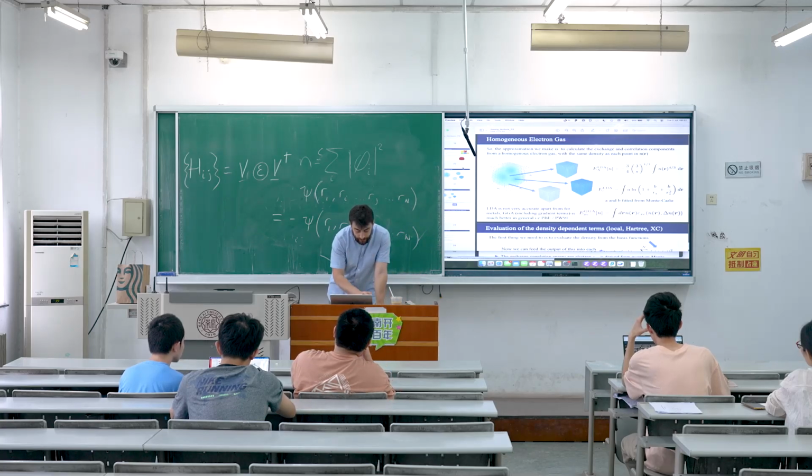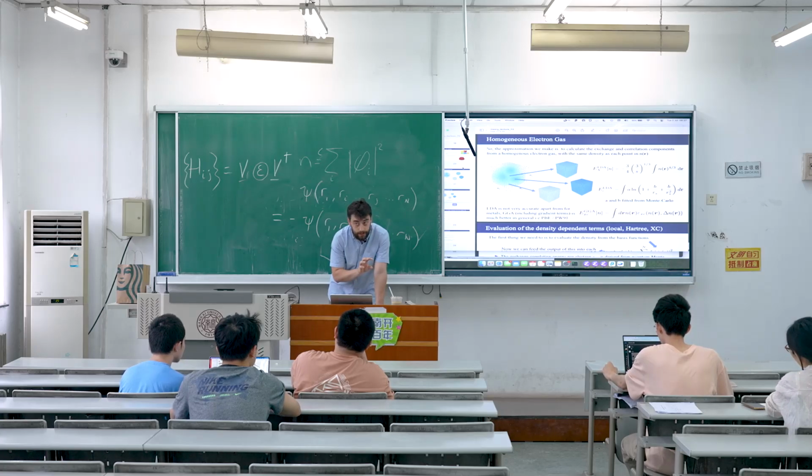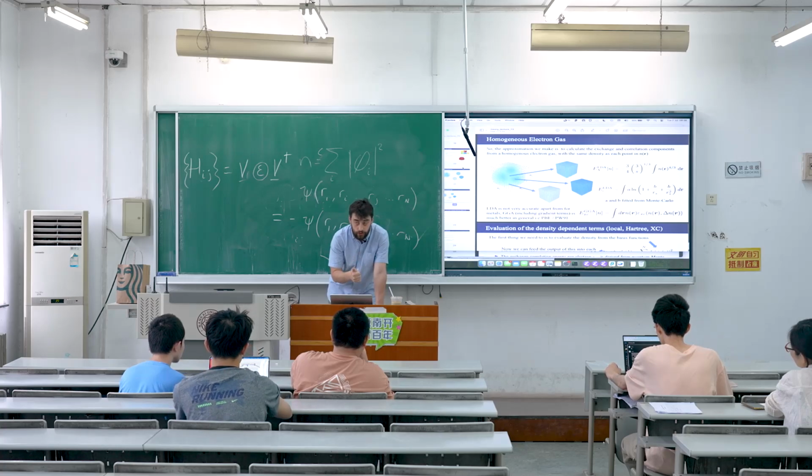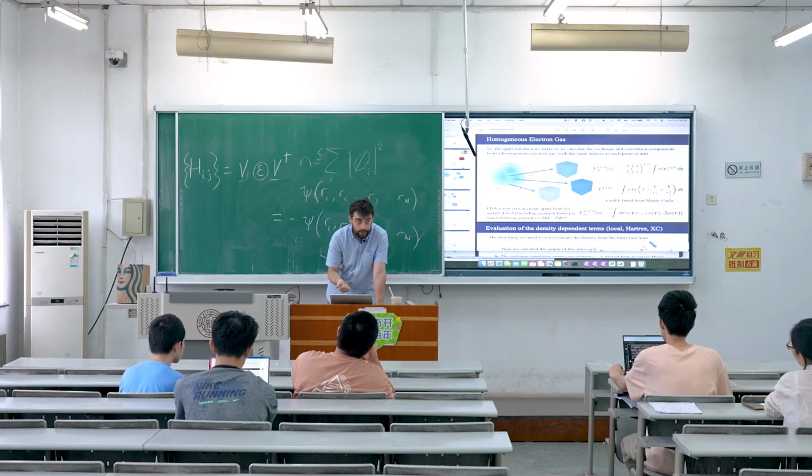All I want to say is that this is the easiest way to get an exchange and correlation term that we can put into DFT, which is not completely terrible. All right?